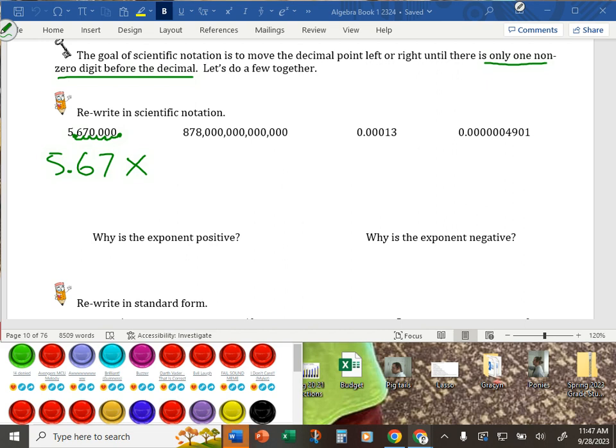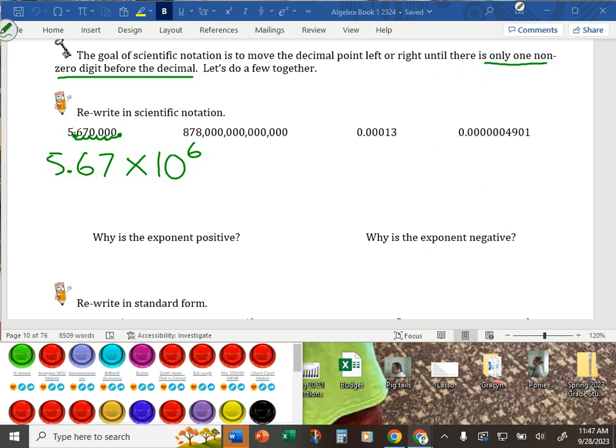But how many times would we have to multiply this number, 5.67, by 10 to get back to our original number of 5,670,000? Put it another way, how many times did we have to move the decimal to get where we're at? 6. Right? We had to move it 1, 2, 3, 4, 5, 6, which means we'd have to multiply by 10 6 times to get back to the original number.